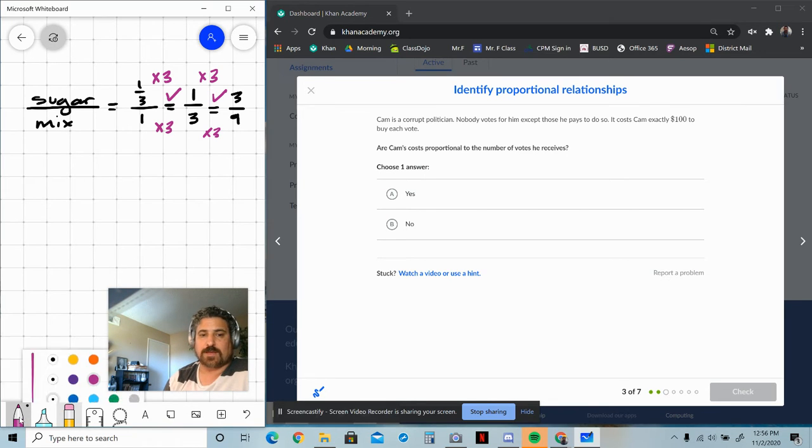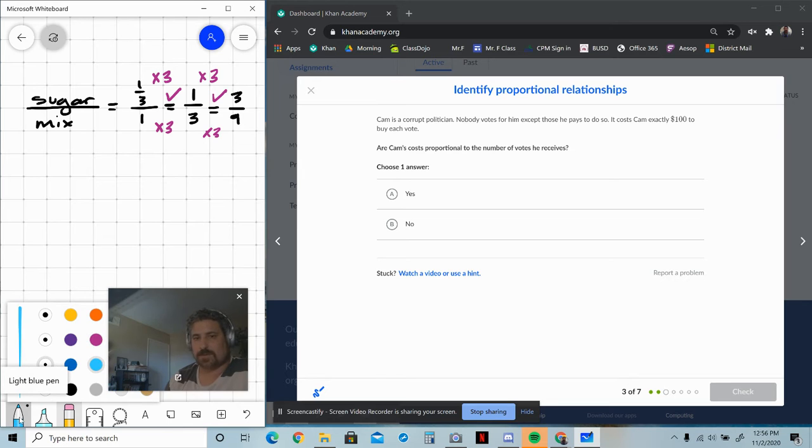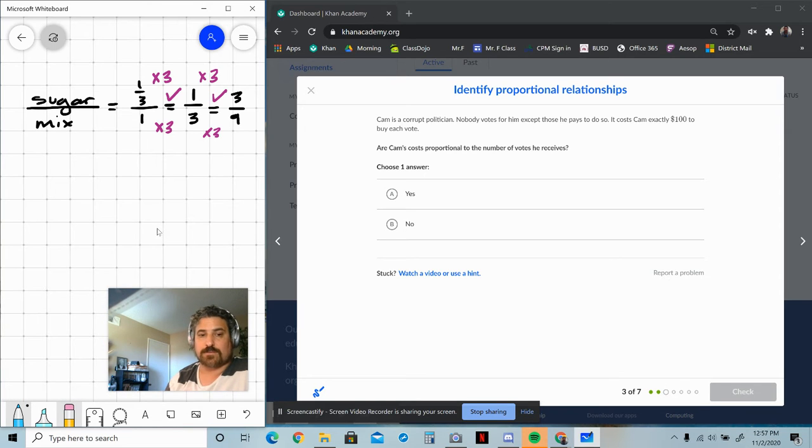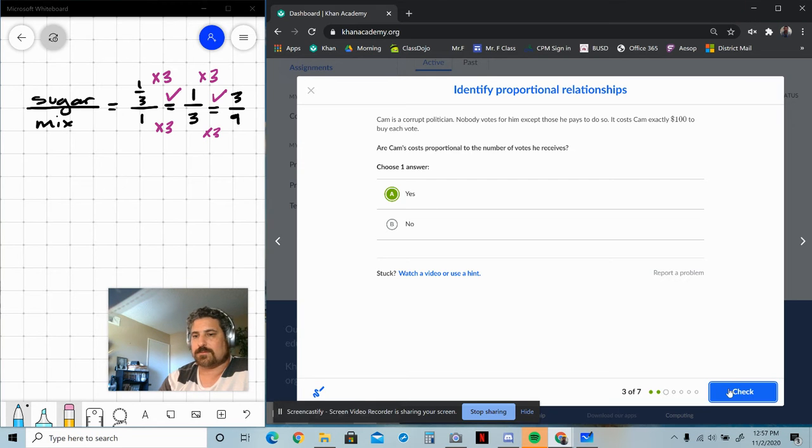That's a really important thing, because if he were getting any votes when he puts out no money, then it wouldn't be proportional. But because he's getting no votes outside of the ones he bribes, it is proportional, because it costs exactly $100 for every vote he buys. So you're looking at y equals 100x, where x is the number of votes he buys, y is the cost in bribes, and 100 is the multiplier. So this is always going to be a ratio of 100 over 1, $100 for every vote. So it's a yes.